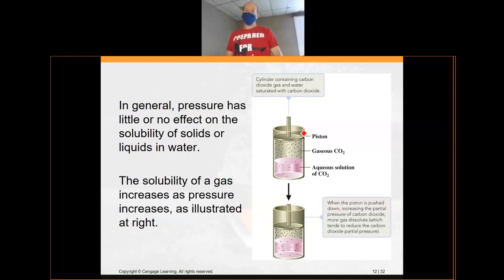All right, now note that pressure has no effect on the solubility of solids or liquids in water. It has a huge effect on the solubility of a gas in a liquid.